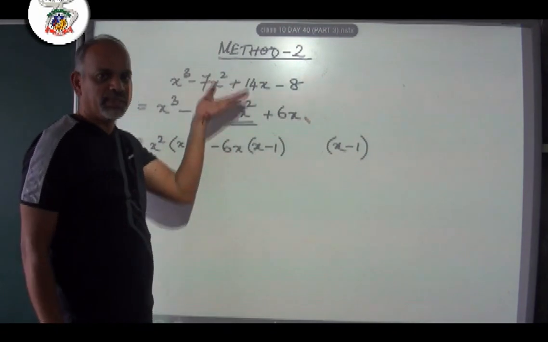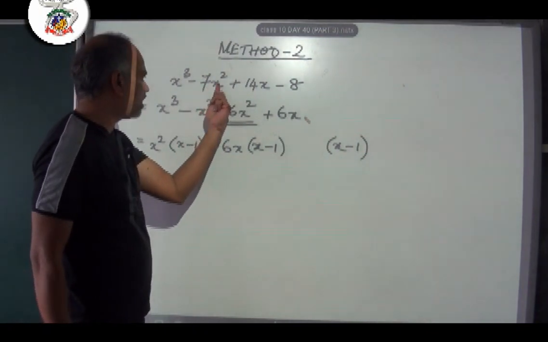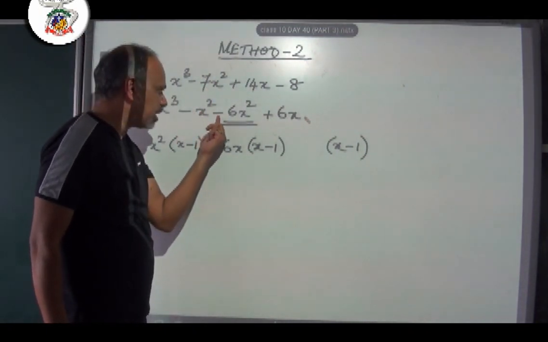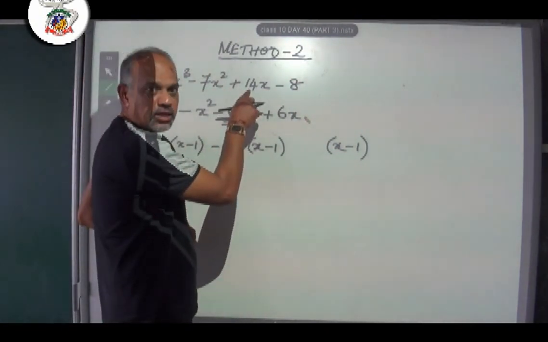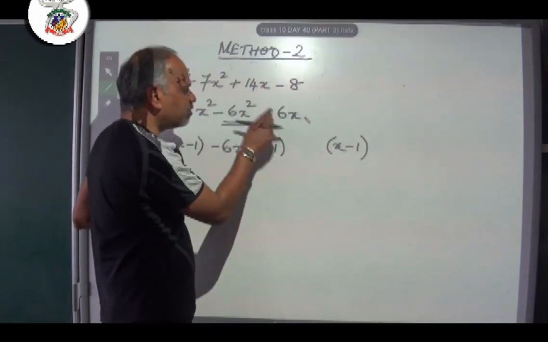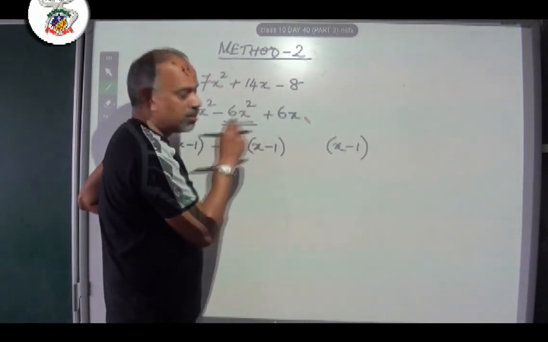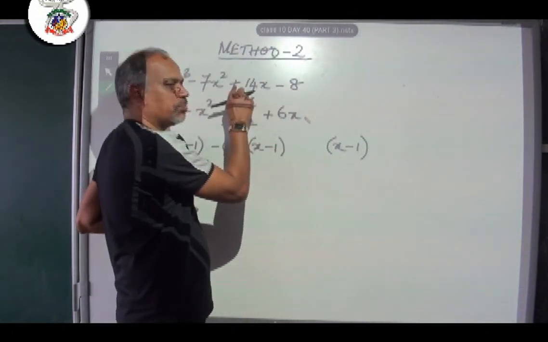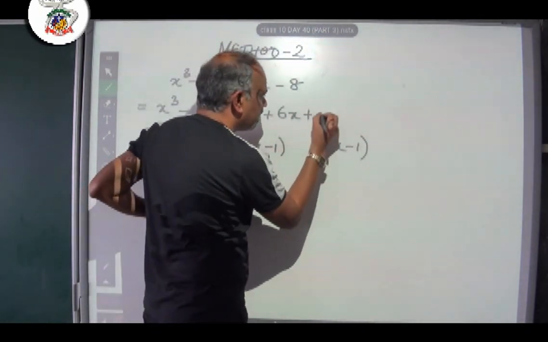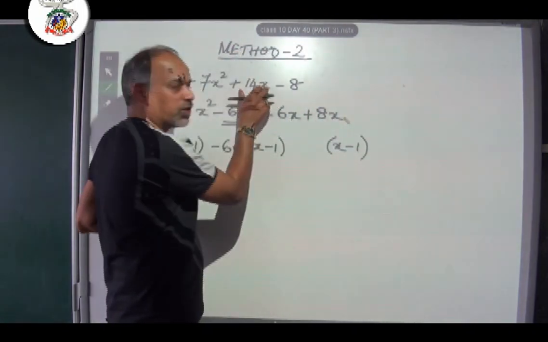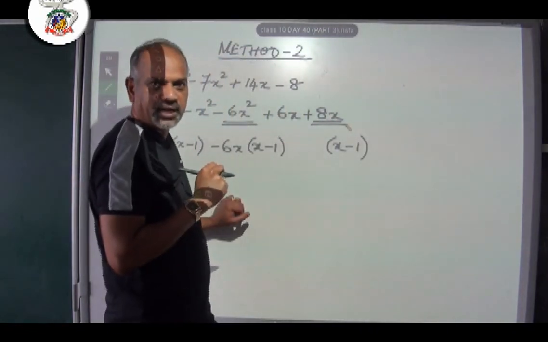Again keep comparing with the actual polynomial. First term was x cubed, that is there. Second term is minus 7x squared, which is minus 1x squared, minus 6x squared, which is actually minus 7x squared. The third term here is plus 14x, but see what we got. We got plus 6x, which means you need something more. Plus 6x with what will give you the plus 14x is what you have to think. So plus 6x plus 8x will give you the 14x. So this is the new term that I've got, plus 8x.